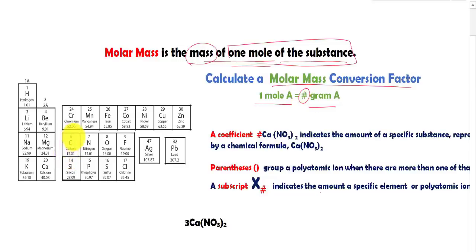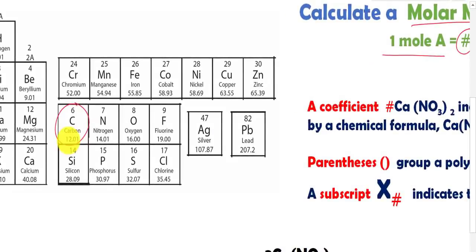For example, if I look at carbon right here, I have 12.01. That is the atomic weight, but it's also the molar mass of carbon. That 12.01 is the molar mass of carbon. Being said, you can interpret that as 12.01 grams of carbon is equal to 1 mole of carbon. Or if I look at oxygen right here, that is the molar mass of oxygen. The substance is oxygen, and that is the mass. So we have 16.00 grams of oxygen equal to 1 mole of oxygen.